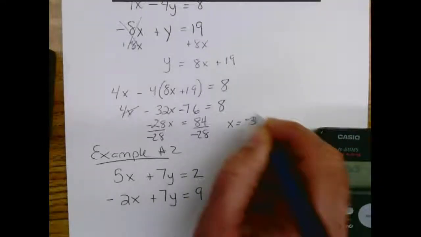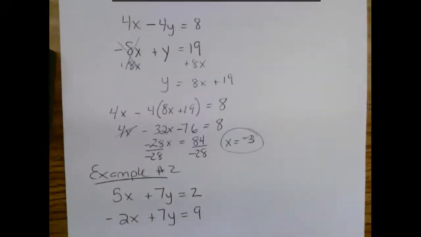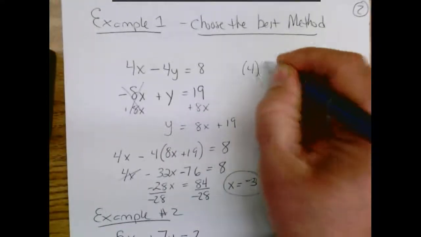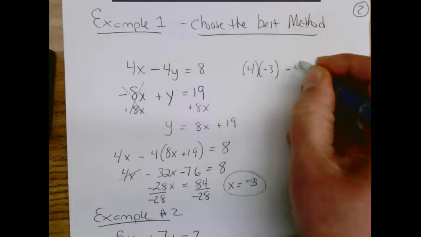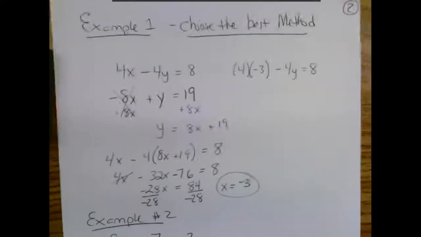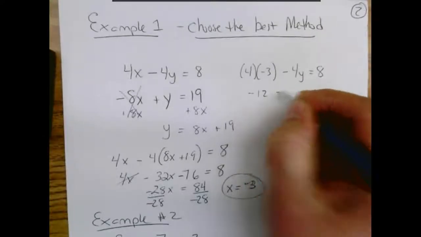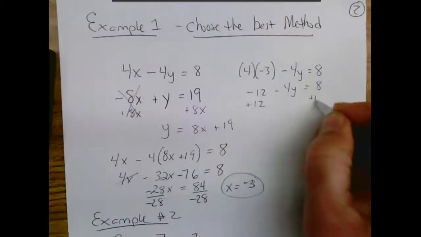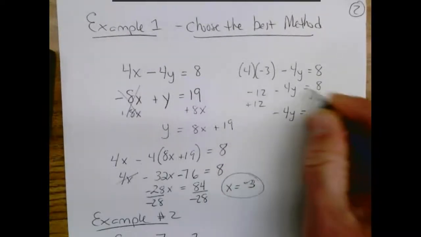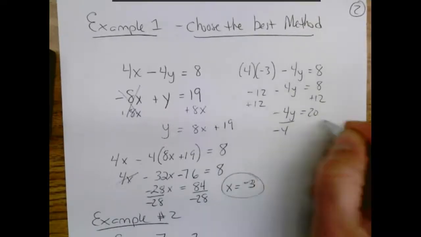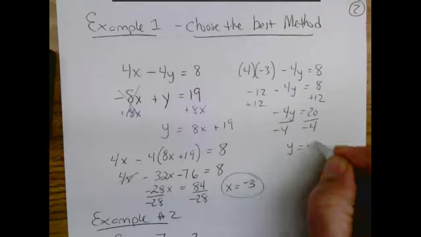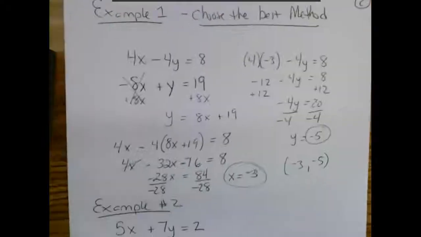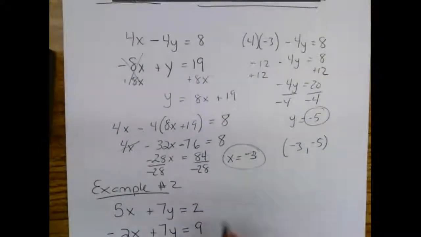So it's going to be a negative 3. That's our x. And then we just plug that back into the equation we started with up here. So then we're going to go 4 times negative 3 minus 4y equals 8. And then we're going to have negative 12 minus 4y equals 8. And then we're going to add 12 to both sides. And we're going to get negative 4y equals 20. Divide by negative 4, and you're going to have y equals negative 5. So our answer is negative 3, negative 5. And then we can just plug in one of these to the other equation to make sure we got the right answer.